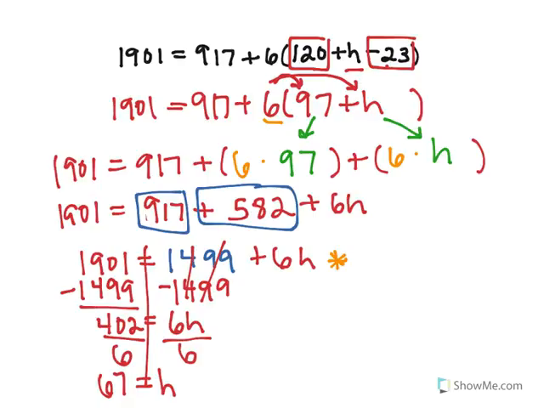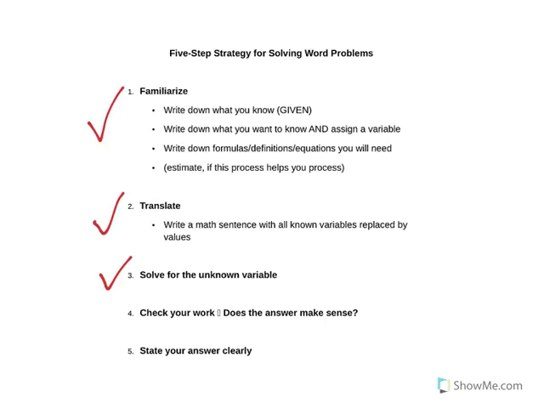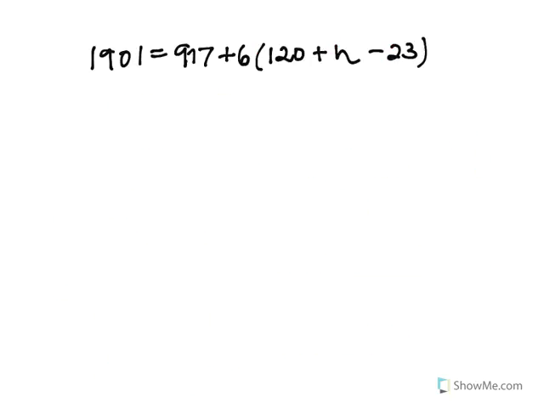So this means that her height is 67 inches. We're going to go ahead and see if that makes sense. 67 naturally sounds like a pretty normal height, so let's go ahead and plug it in. Actually, let's go back here, check off step 3 because we've solved for the unknown variable, and now let's go ahead and check our work. Here's step 4. So in place of the h, we're going to plug in 67 since we found that h equals 67.